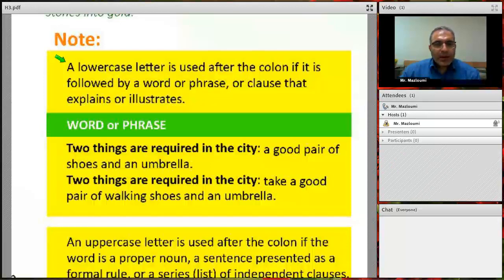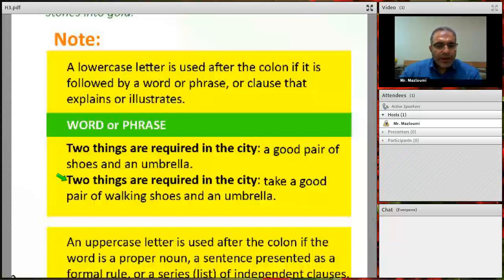Two things are required in the city: a good pair of shoes, and an umbrella. So, everyone, two things are required in the city. What are these two things? Colon, a good pair of shoes and an umbrella. Everyone, a good pair of shoes, you see, is not capitalized here. It is a lowercase letter, not a capital letter. We can't capitalize it. This is a phrase. A good pair of shoes and an umbrella. We have a phrase here.